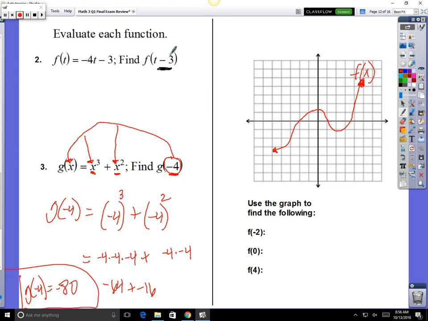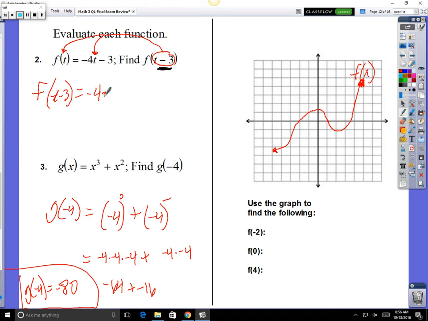So you're taking this whole thing, the t, the letter, and the number, and you're going to plug it in there, and then you're going to plug it in there. So same thing, where the t was, or the x, or whatever the letter is, replace it with parentheses. So it's going to be f. Instead of the t, put t minus 3, equals a negative 4 times, instead of the t, put t minus 3. Then you've got subtract 3.